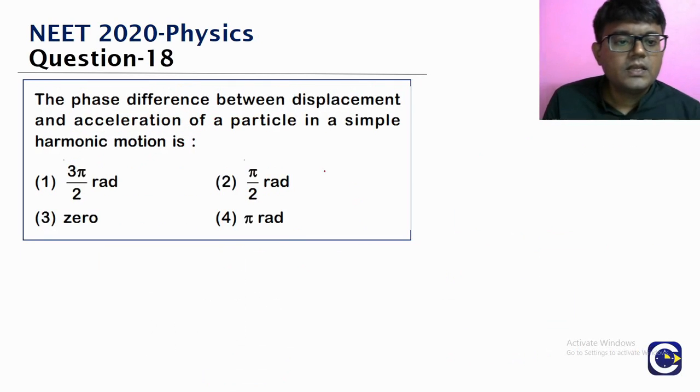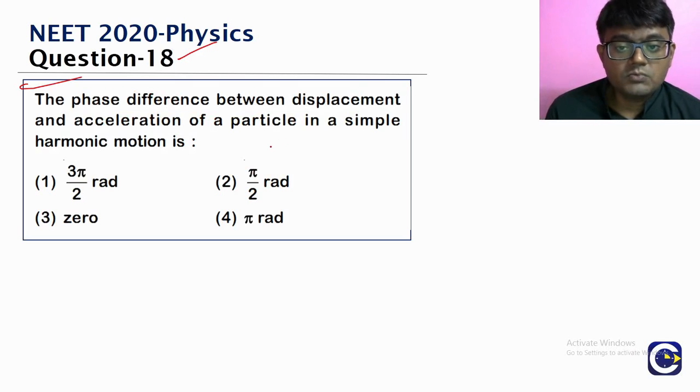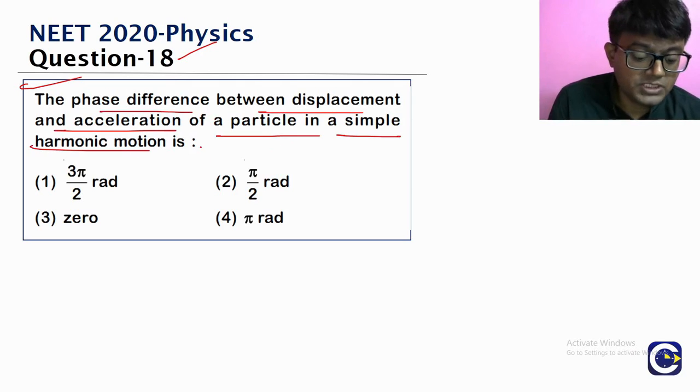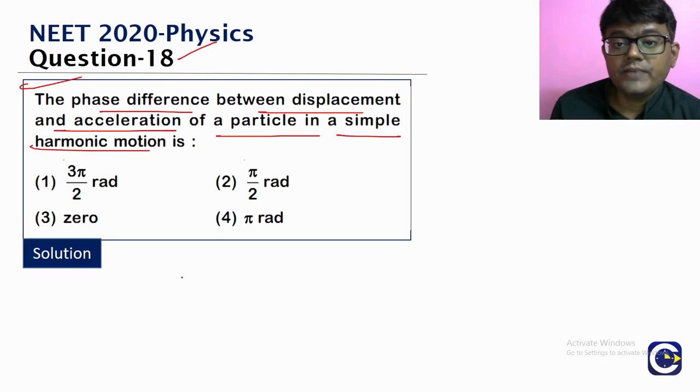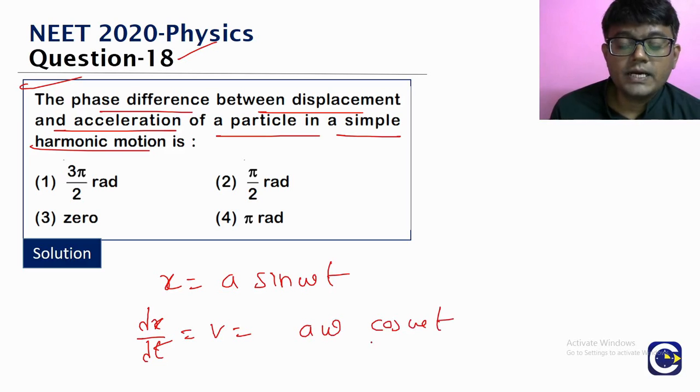Okay. Next we have another question which is based on the simple harmonic motion. The phase difference between displacement and acceleration of a particle in simple harmonic motion is. So for this, what we'll do is we'll take the standard equation of a particle in SHM. x = a sin ωt. Like that we'll take. So you take a derivative, it will give us the velocity. Velocity will be a ω cos ωt.